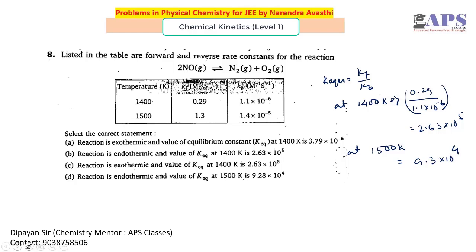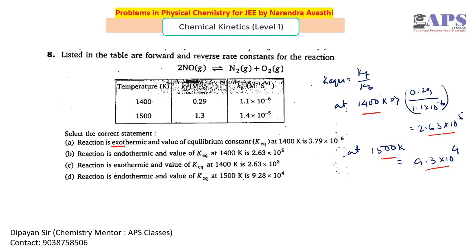So it is clear that if we increase the temperature, the value of equilibrium constant is decreasing. Okay, so equilibrium constant decreasing, this represents that if we increase the temperature, rate of backward reaction will increase and rate of forward reaction will decrease. This is possible only for exothermic type of reaction. So this is the exothermic type of reaction.